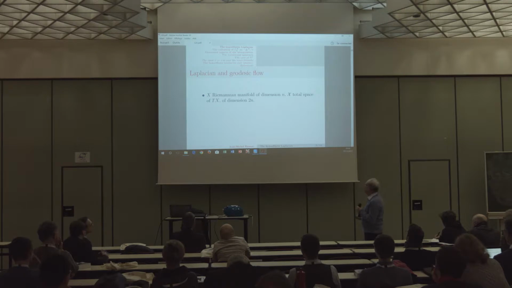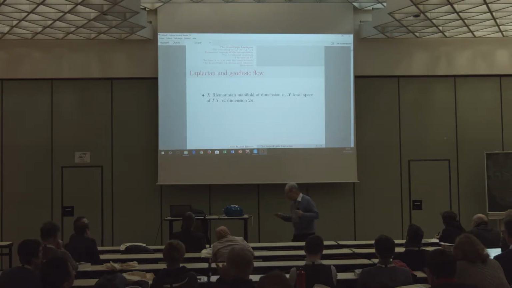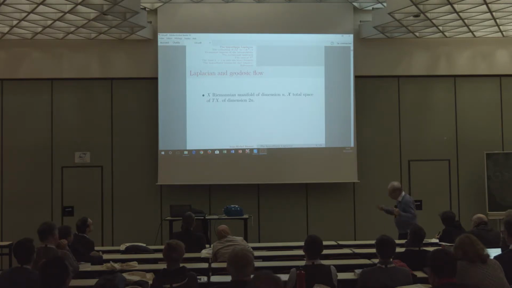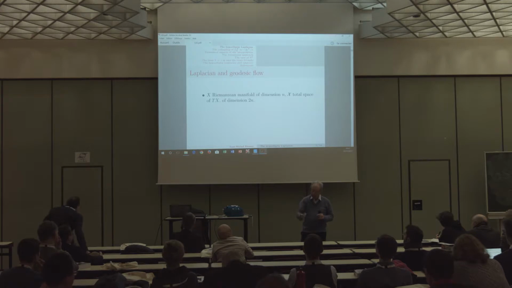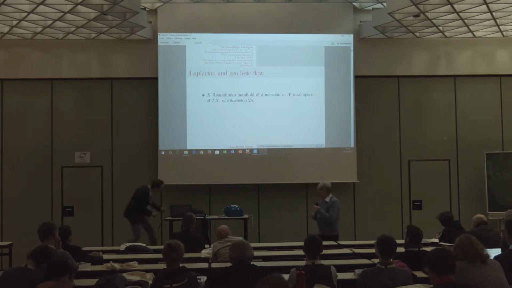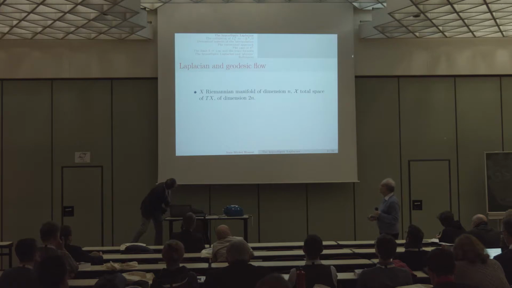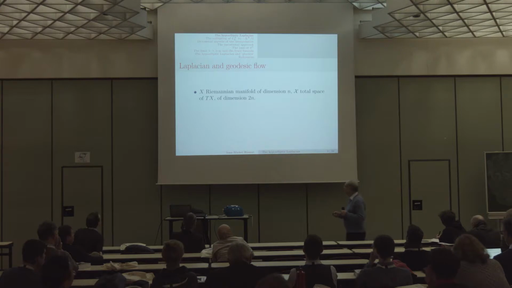So, Laplacian and geodesic flow. I give myself X to be a Riemannian manifold. If you like, think for the moment just of R^n, the Euclidean space. It's a generalization on a Riemannian manifold, where you have the notion of distance and metrics. And let me call X script the total space of the tangent bundle. So I have the base manifold, and over the base manifold, I add these tangent fibers, T_x. So this space is of dimension 2n, so you double the dimension.